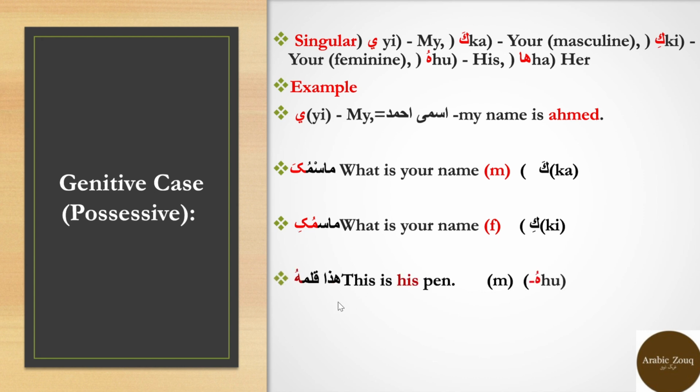Hada qalamuhu. This is his pen. For his we use in Arabic hu. Hada kitabuha. This is her book. For feminine, in English her, showing possessive position, and in Arabic we say ha. Hada kitabuha. This is her book.